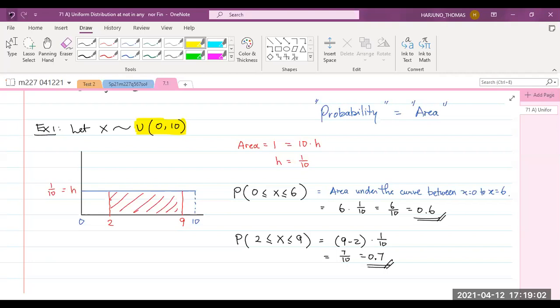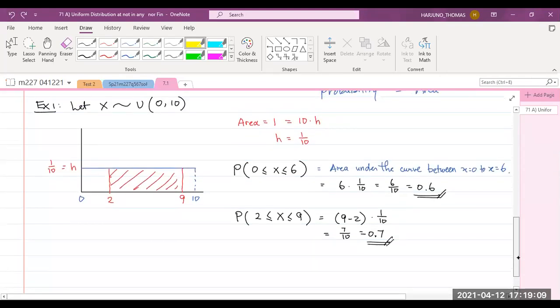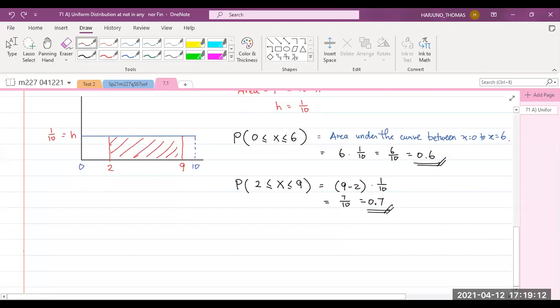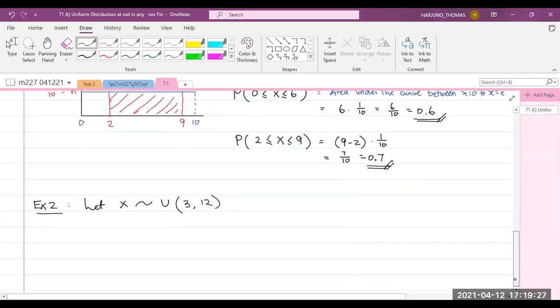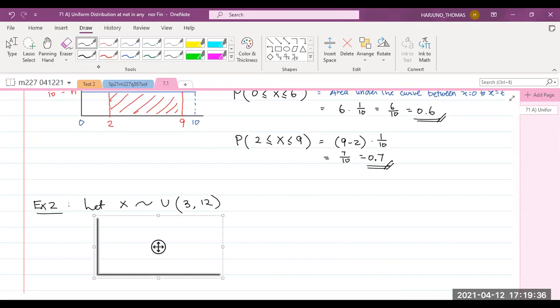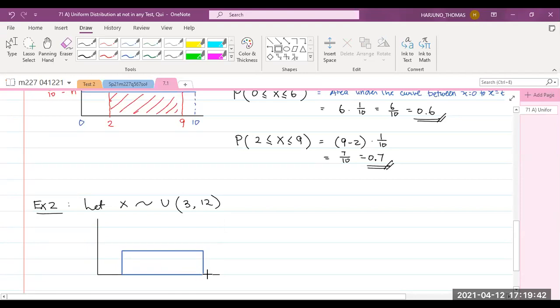Okay, now let's try more. I hope you can imagine this. And again, if you don't feel good with this, don't worry, you can just skip right away to 7.2. But I hope you get it though. Let's see example 2. Let X be uniformly distributed from 3 to 12. Which means you start from 3, you end at 12.